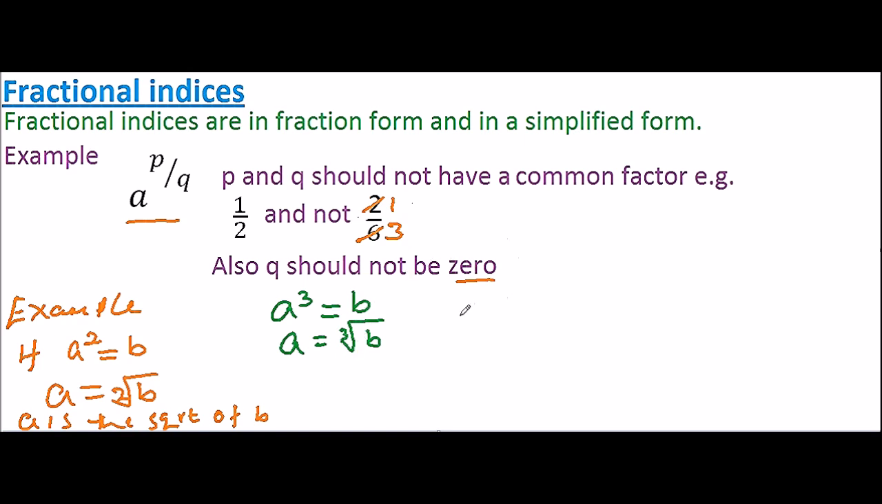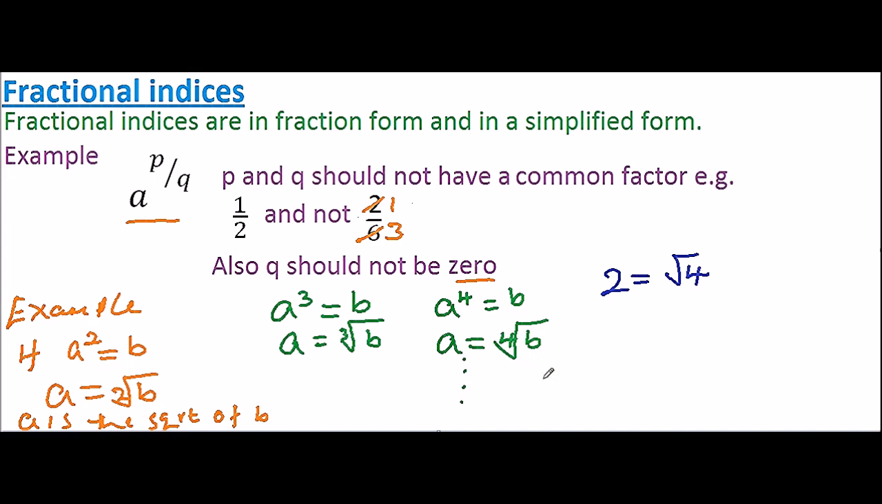We look at 4. a to power 4 is equal to b. Then what it means is that a is equal to the fourth root of b. So it can continue like that on and on. Taking a practical example, we can say 2 is equal to the square root of 4.